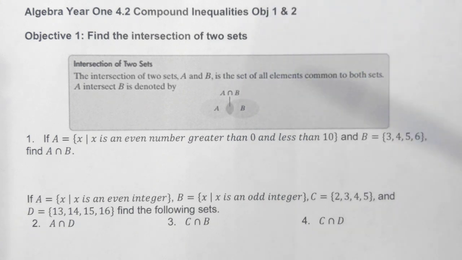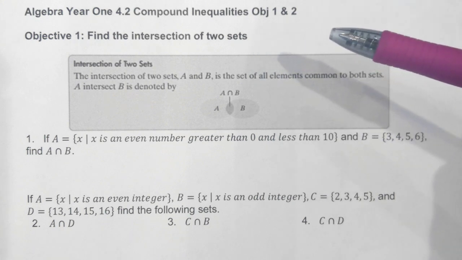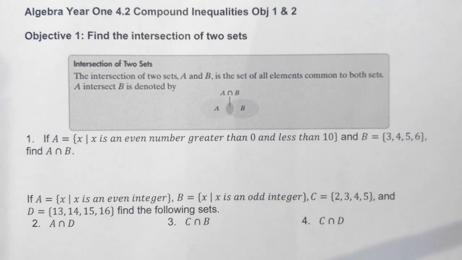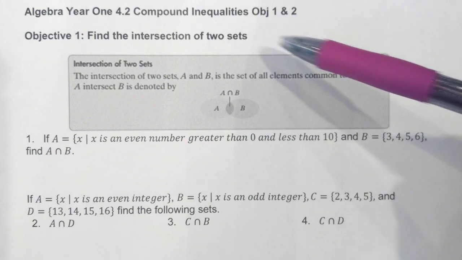What that means is we're going to have two inequalities and we're going to put them together, either where they overlap or with everything put together. Today we're going to be doing the intersection of two sets, so that's going to be "and" statements for compound inequalities. We're going to start with the intersection of two sets.